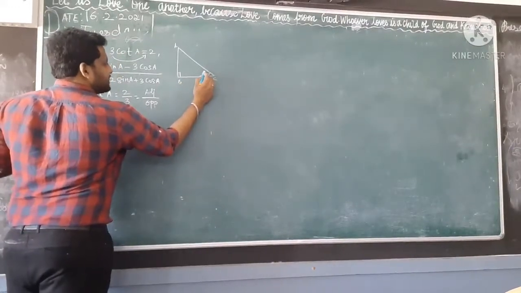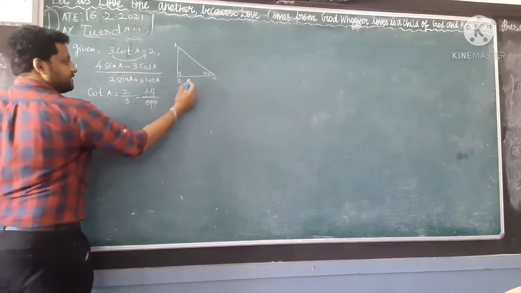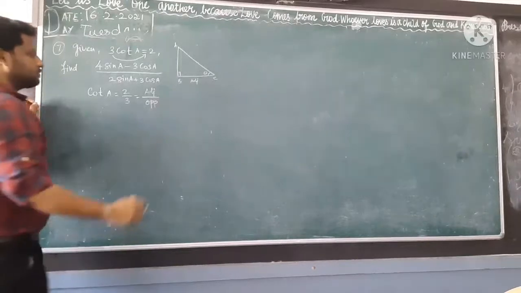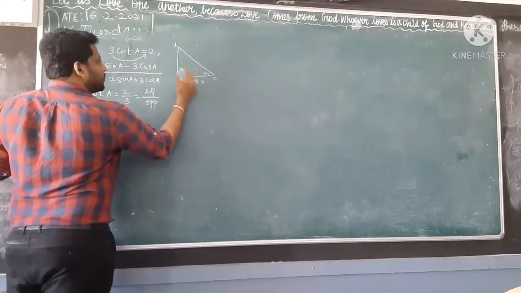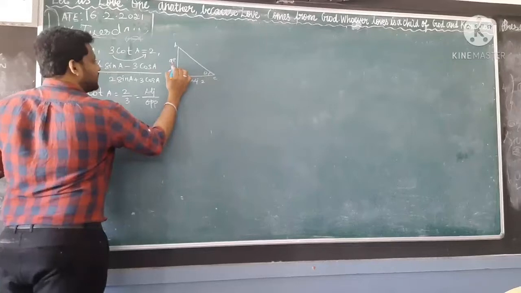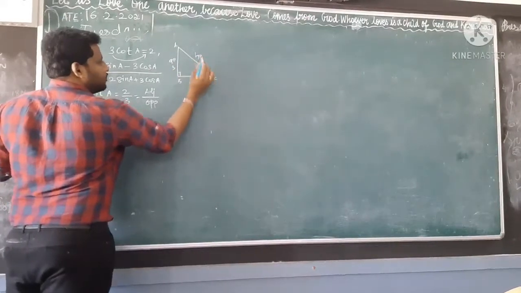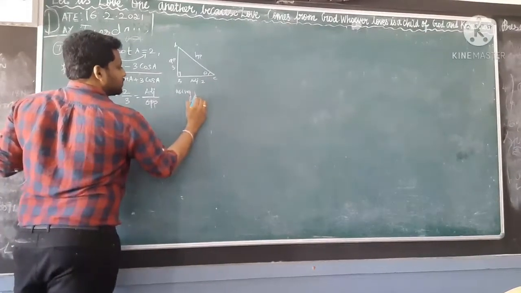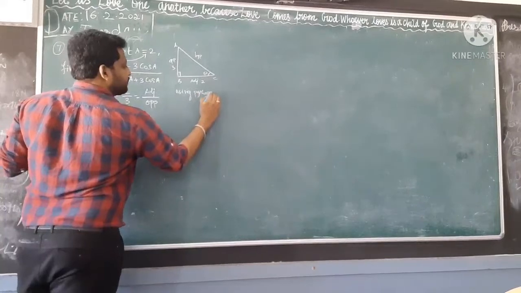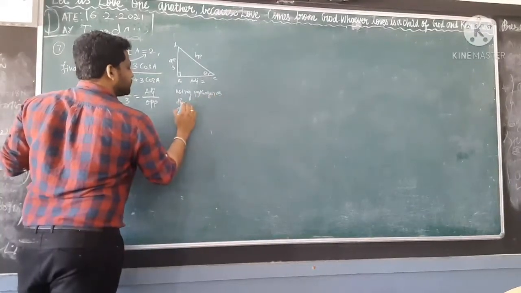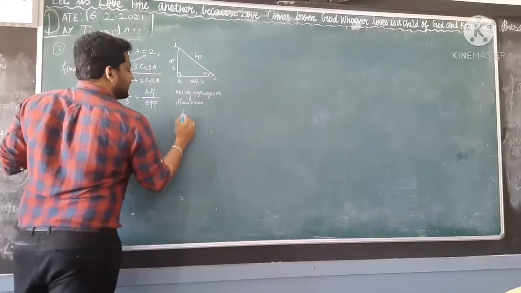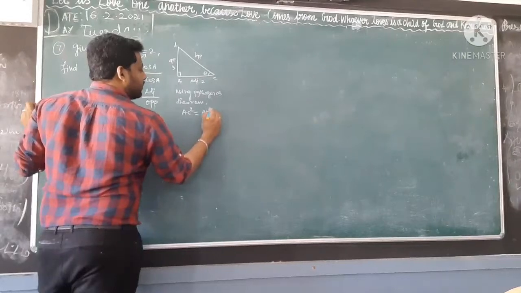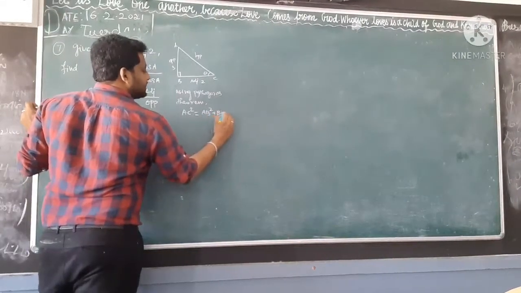With angle theta at C, the adjacent value is 2 and the opposite value is 3. We have to find the hypotenuse value. So what does the Pythagoras theorem say? AC square is equal to BC square plus AB square. That is, hypotenuse square is equal to opposite side square plus adjacent side square.